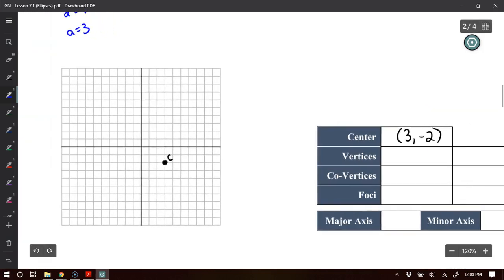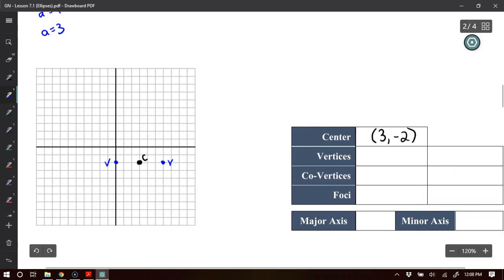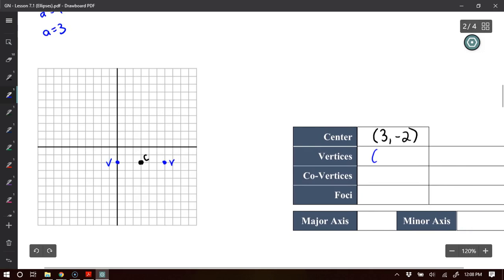So once I get a, here's what I do. I go to the center. It's horizontal, so I go to the right 1, 2, 3, and I plot a point and put a V. I go to the left 1, 2, 3. I plot a point. I put a V. Done. I have coordinates of the vertices. I can even write them. I could say it's going to be 0, -2, and I can say it's going to be 6, -2, just by counting.